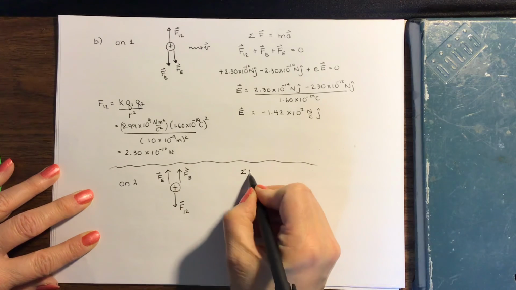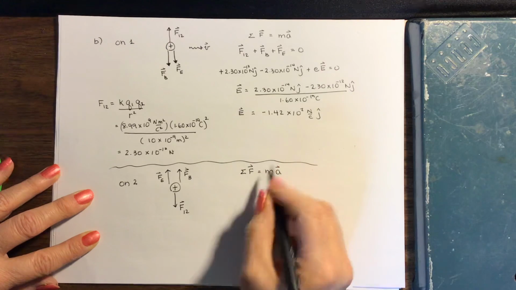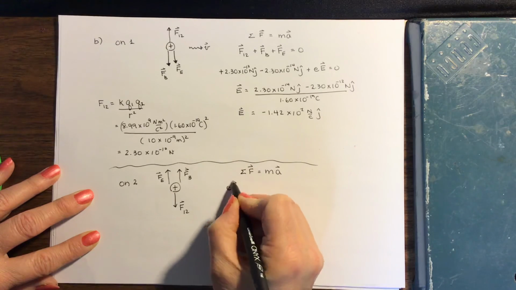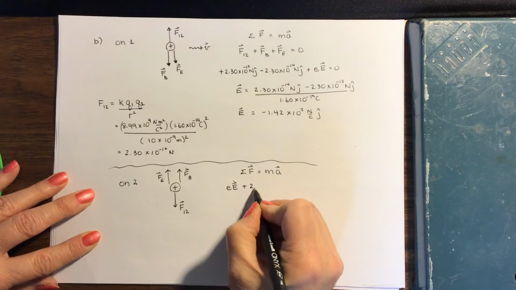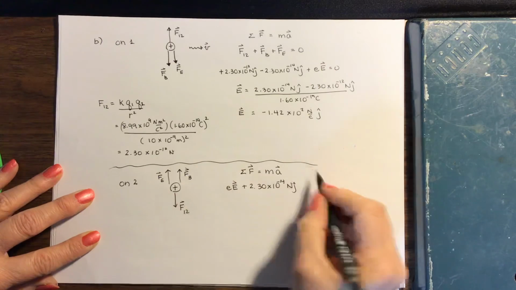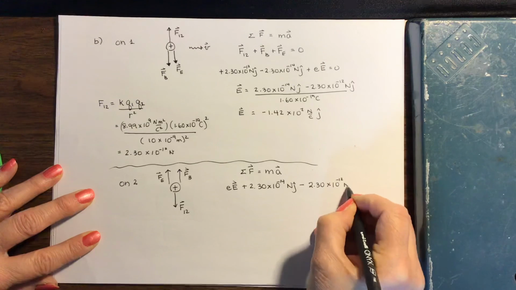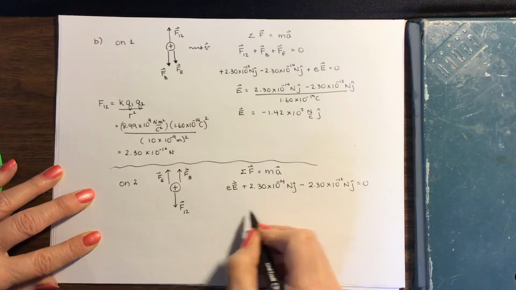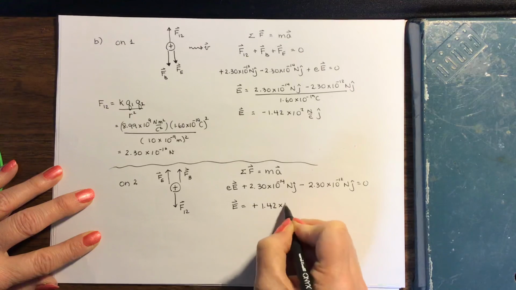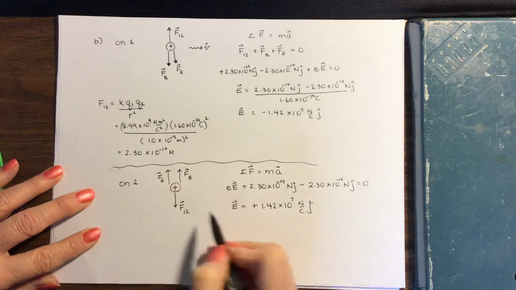I'll write down my Newton's second law expression. The net force on charge 2 is mass 2 times its acceleration. So my net force is going to be my electric force, which is E times E, plus my magnetic force, take away my Coulomb force. It has to be 0 because this one goes straight through as well. Solve for my electric field and I get plus 1.42 times 10 to the 7 newtons per coulomb, J hat. So that's the electric field that charge 2 is sitting in.